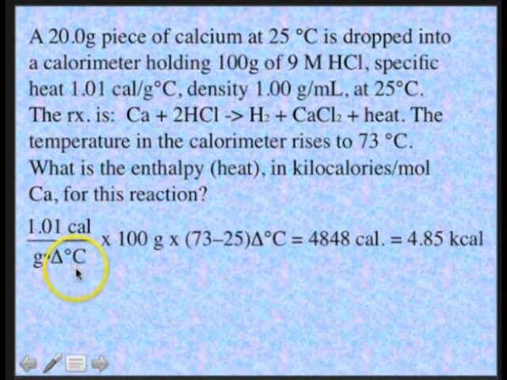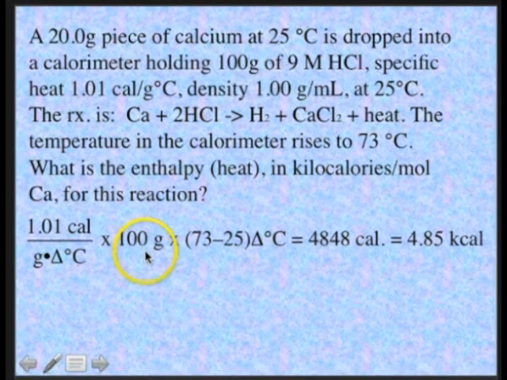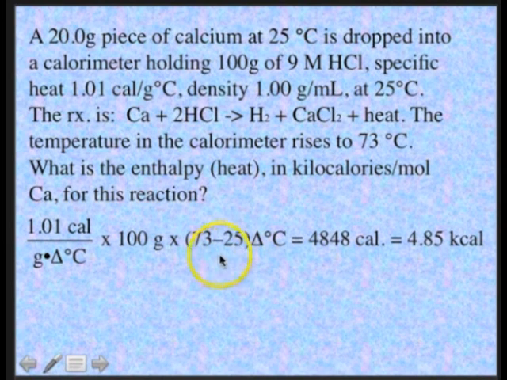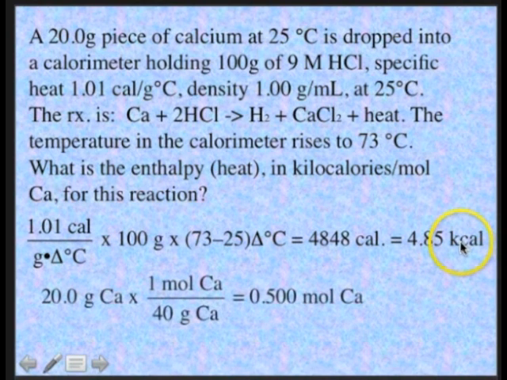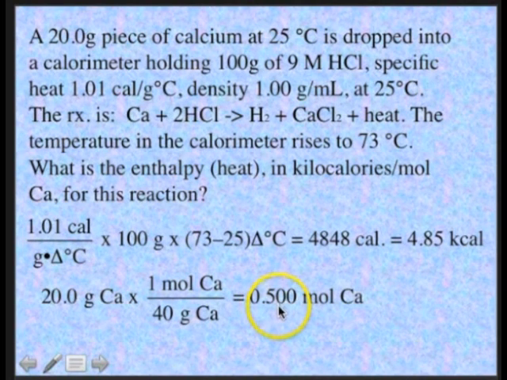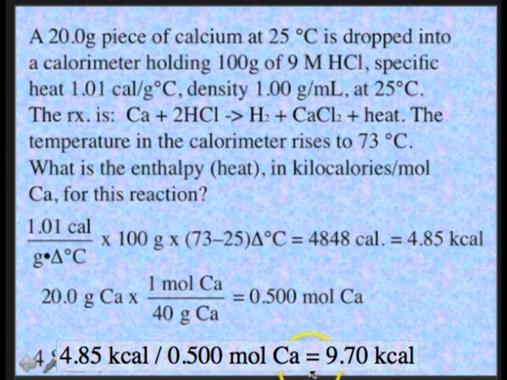1.01 calories per gram delta degree C, the specific heat of the calorimeter, times 100 grams, which would be the mass of the HCl solution, times the change in temperature, 73 minus 25. That's equal to 4848 calories, or 4.85 kilocalories. And 20 grams of calcium divided by 40 is a half a mole of calcium. So now we have the kilocalories for this reaction. We have the moles of calcium that we used, 0.5 moles, and divide one by the other, and we get 9.70 kilocalories per mole as the enthalpy for this reaction.